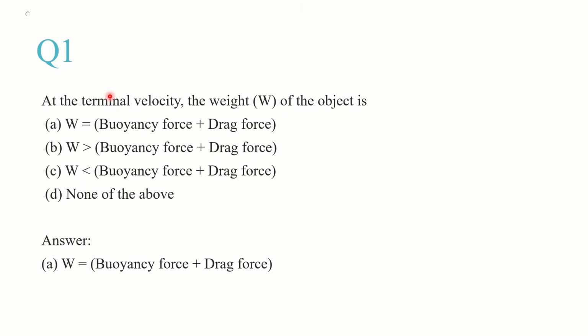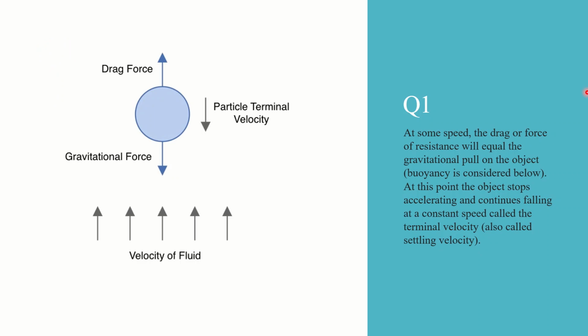This one we saw earlier: once the terminal velocity is reached, the particles would be transported easily. But at the point of the terminal velocity, the weight would be equal to the buoyancy force acting on the particle and the drag force acting on the particle. So the weight W of the object is equal to the buoyancy force plus the drag force. So this is question 1.